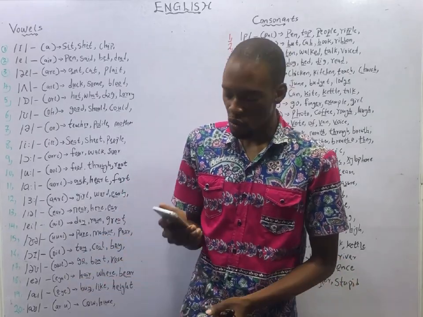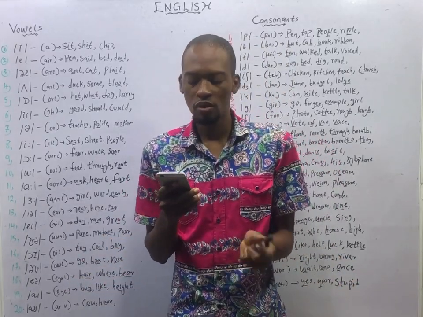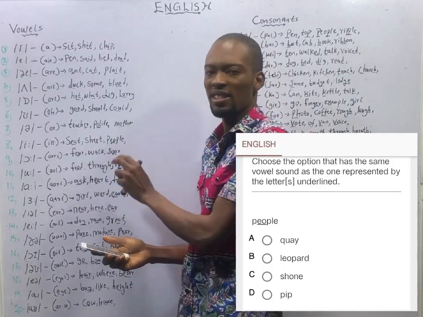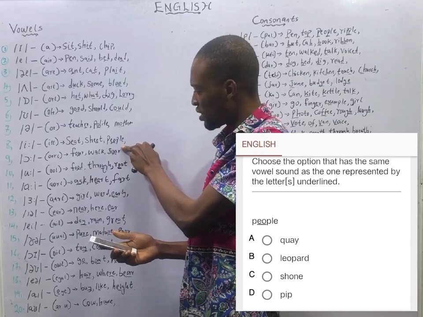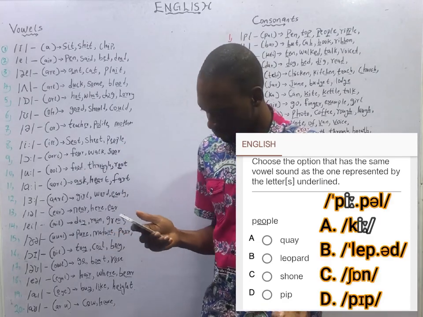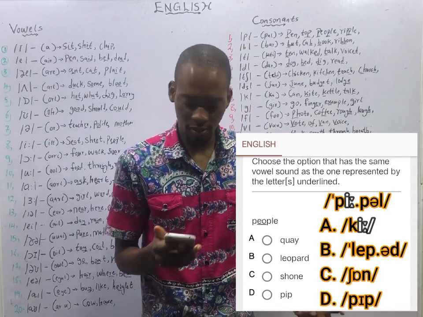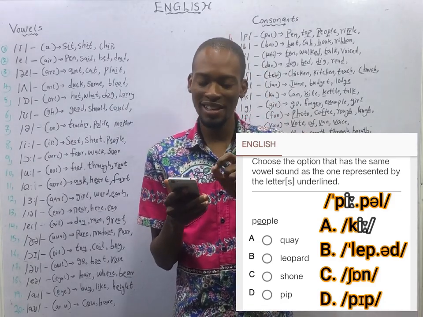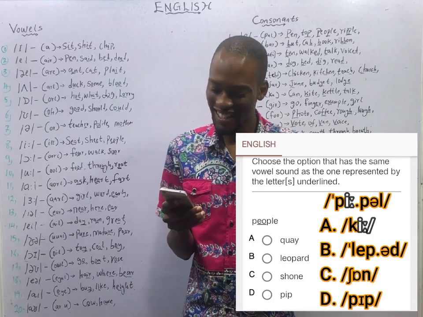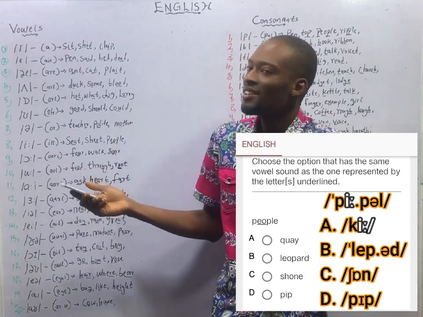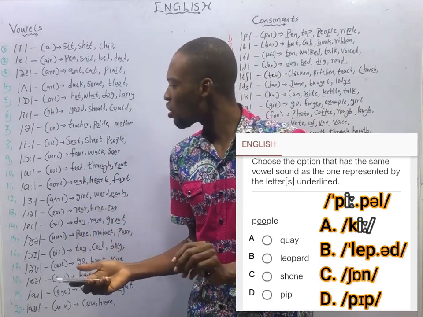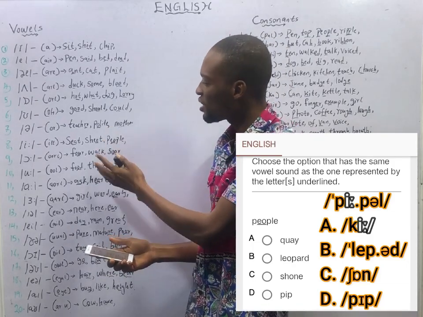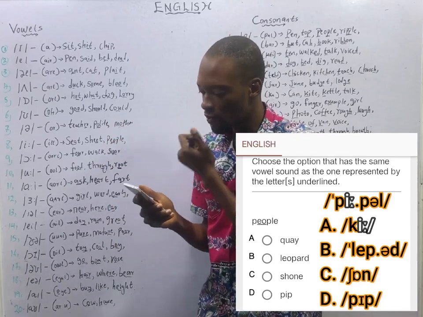Moving forward, we have people. That is the ee sound, as in sit, sheet, people, which is already here. Then looking at the options, the first option we have key. What you are seeing there is not key, no, it is key. And key, you see, it is obvious that key has the ee sound, as in people, sit, key.